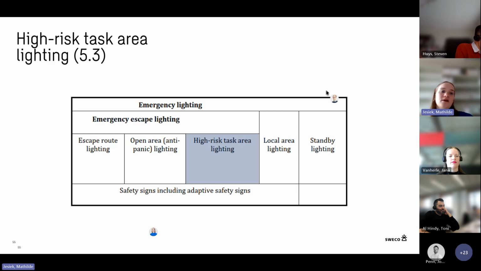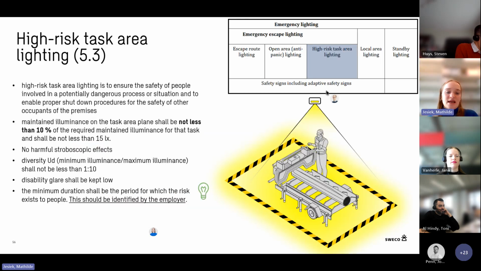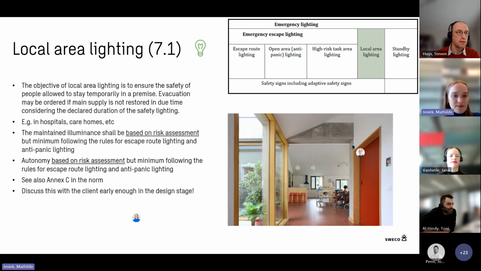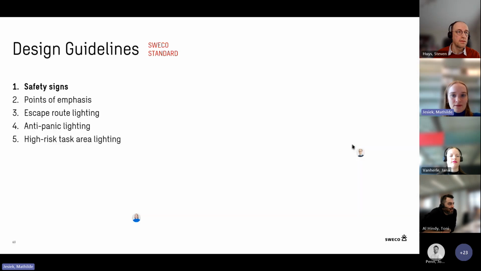Yes. Then a high-risk task area. This didn't really change. It just says that in high-risk areas, dangerous situations, you cannot have less than 10 lux of the normal lighting, and this should be minimum 15 lux. New in the new norm is that they write that this high-risk task area should be identified by the employer. So this is also a question that you need to ask early on to your client in the design stage. Local area, maybe it's a bit less important right now.